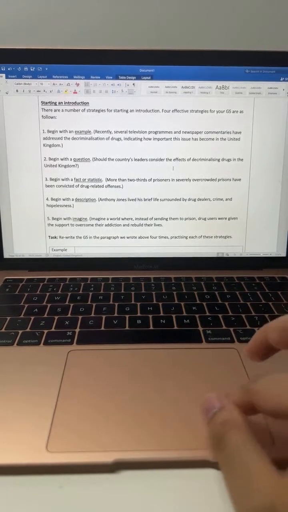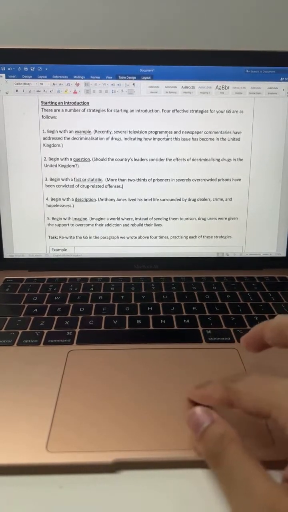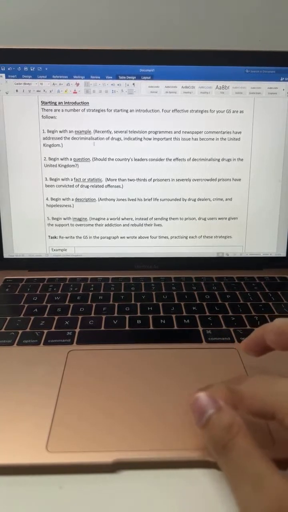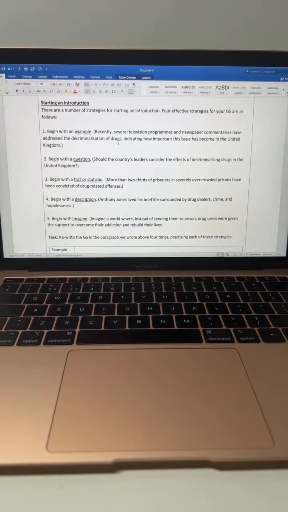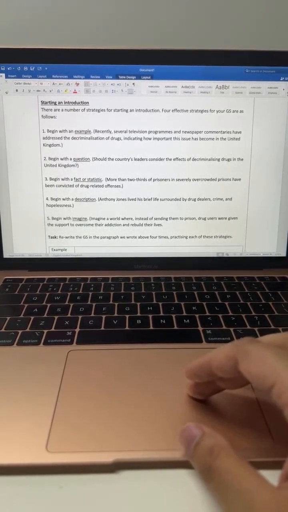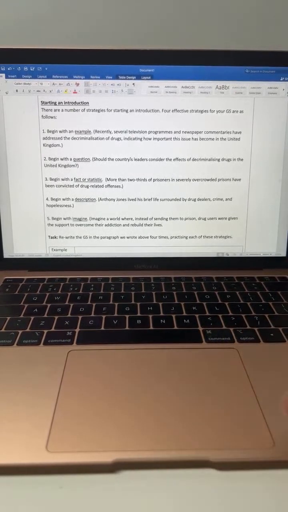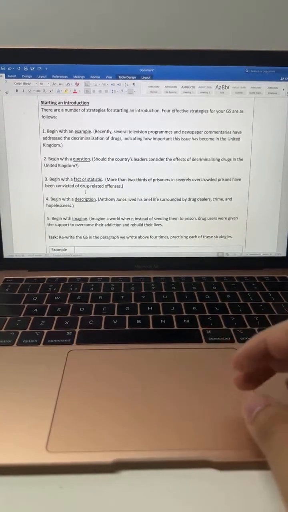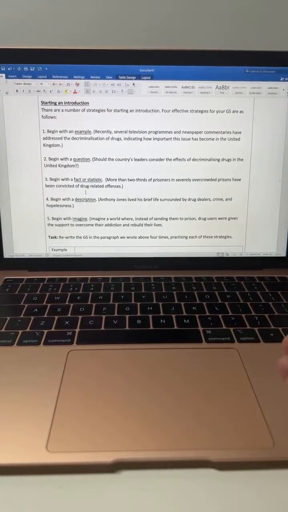Okay, so recently several television programs and newspaper commentaries have addressed the decriminalization of drugs, indicating how important this issue has become in the United Kingdom. Alternatively, you may want to start your paragraphs with a question. So, something so simple: should the country's leaders consider the effects of decriminalizing drugs in the United Kingdom? Number three, begin with a fact or statistic. Number four, begin with a description. And number five, begin with imagine.